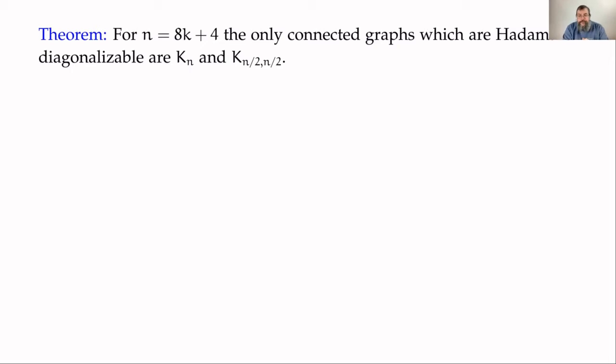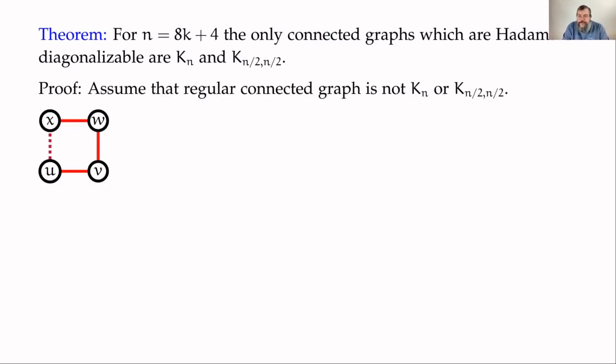Okay, so let's begin. And of course, as always, we have to have the disclaimer. Every talk should include one proof. So this is our proof. The rest of the talk will be more about algorithms and computational results. But here's our proof. Our first thing is let's assume that our regular connected graph is not the complete graph or the complete bipartite graph. That's a reasonable assumption because we already know that those are Hadamard diagonalizable.